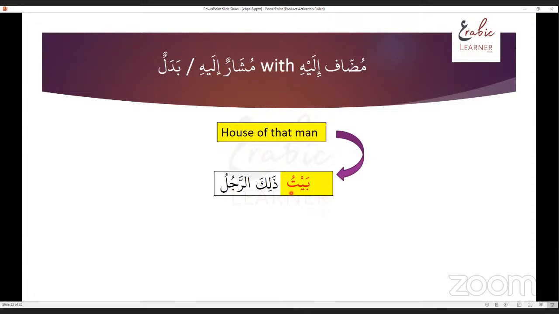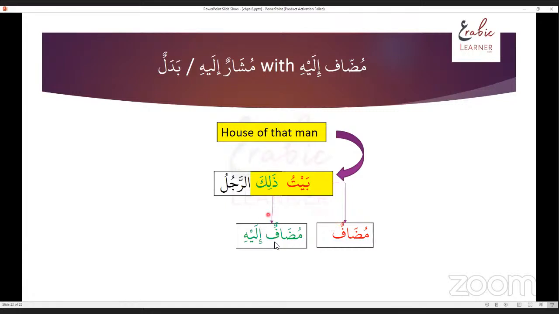Zalika. Very good. And what is the status of Zalika? Is it marfu? Is it mansub? Or is it majroor? Mudaf ilayh. Zalika is mudaf ilayh. Yes, it is majroor. It is always majroor.